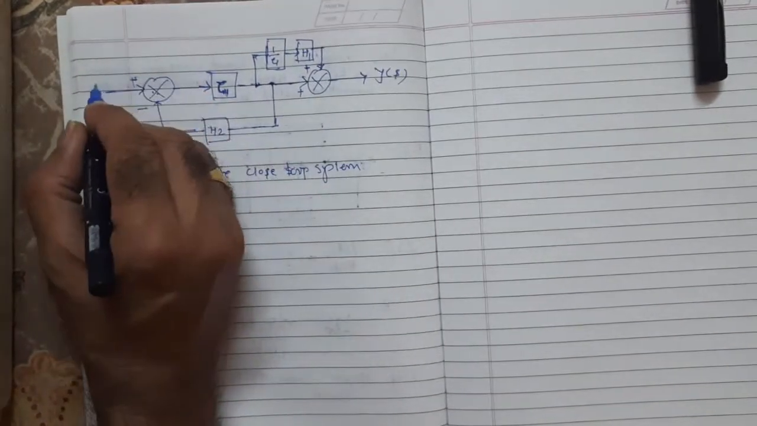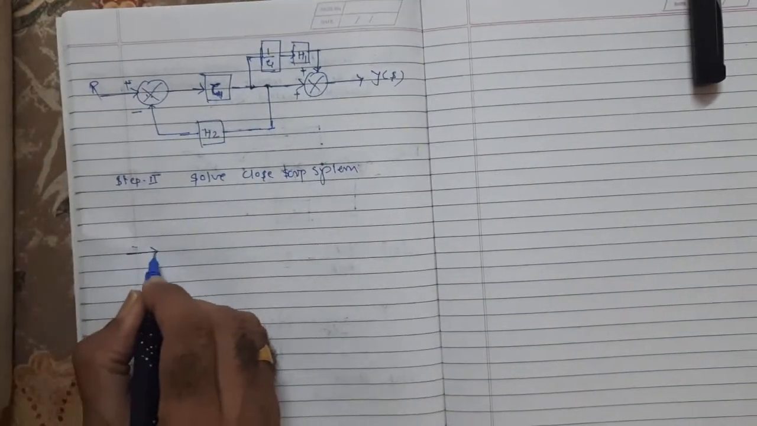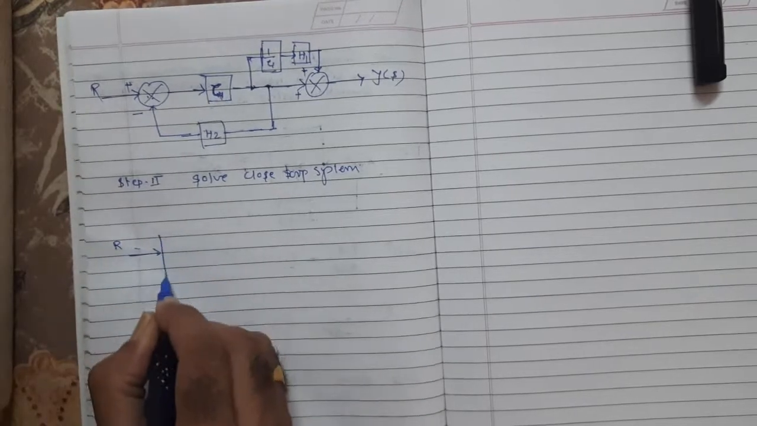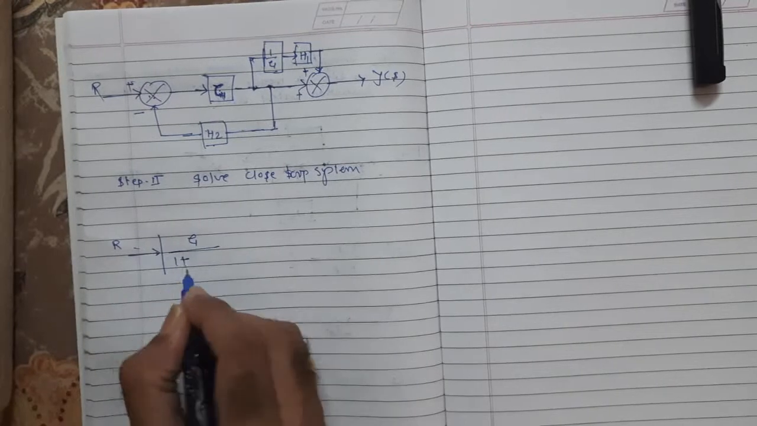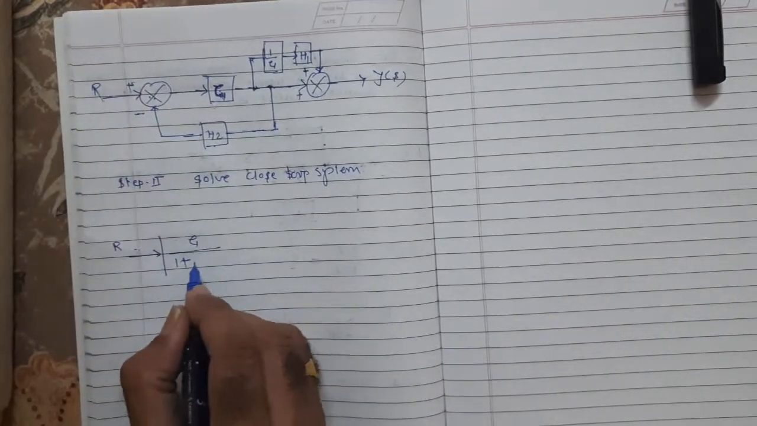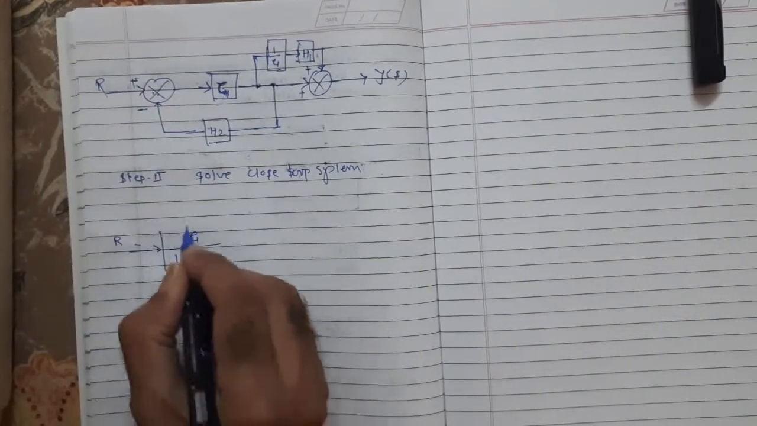What is the input here? That is R. So what happens here? We will put here R as it is. Then this is G and this is S2. So this becomes G divided by 1 plus, here is the negative sign, so here is the plus, that is G into S2.